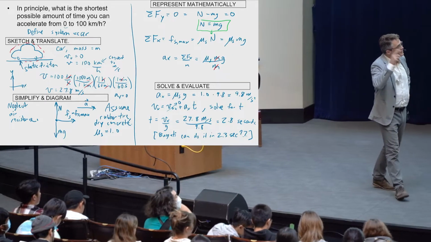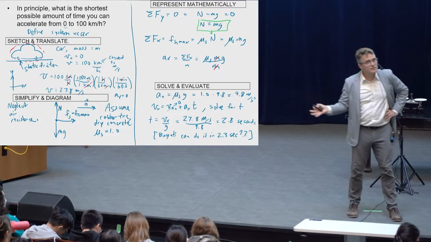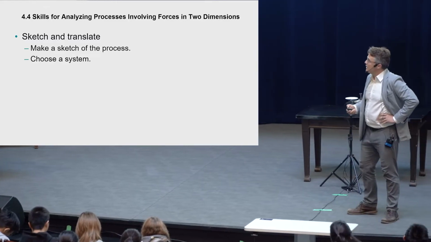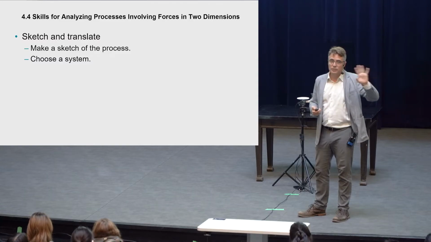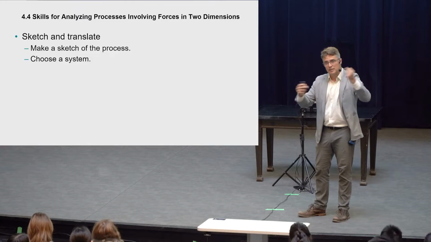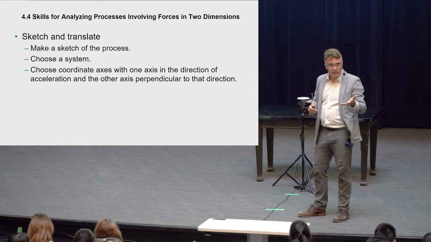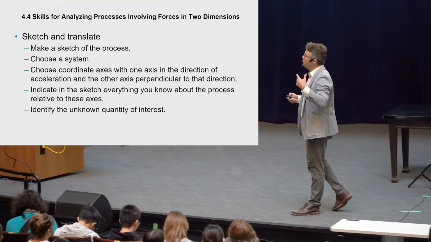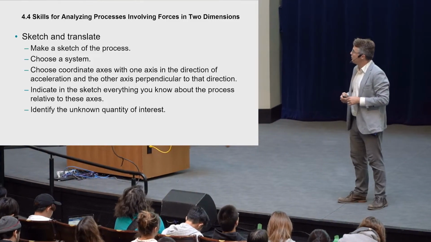So this whole method, sketch and translate, simplify diagram, represent mathematically, solve and evaluate, is always the same for all these problems. First, sketch and translate: make a little sketch. First thing you should do, draw a diagram, and I would do this even for the multiple choice questions. There's going to be a blank sheet at the back you can pull out and use as scratch paper. Draw a diagram, pick your system, define your x-y axes, and then put your knowns and unknowns on there. Write down the things that matter to you.